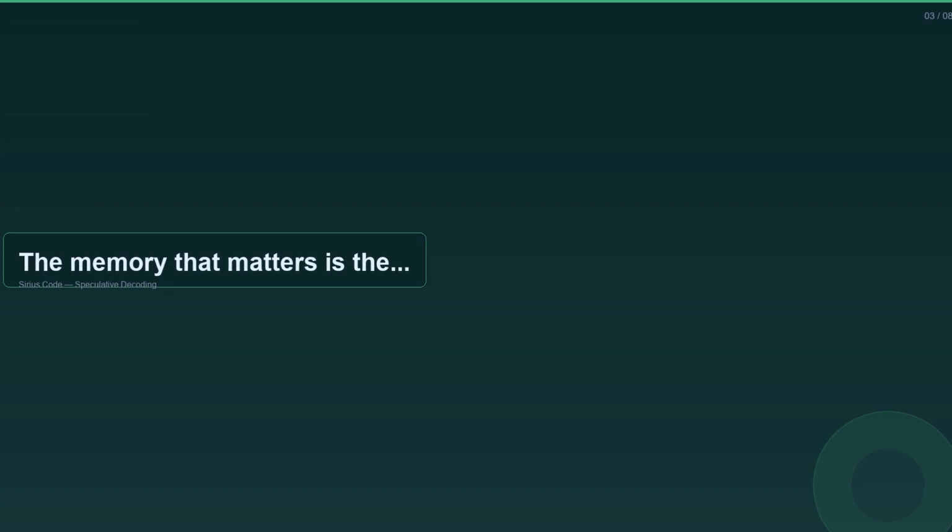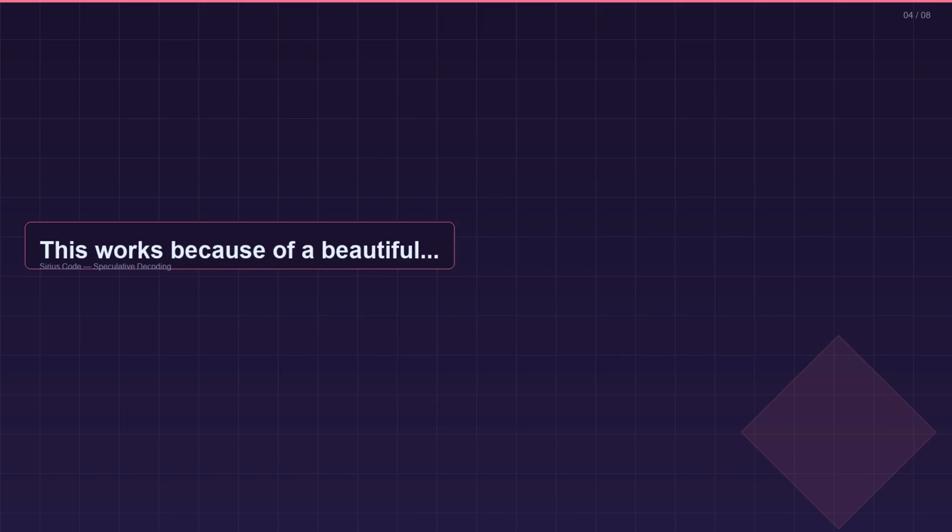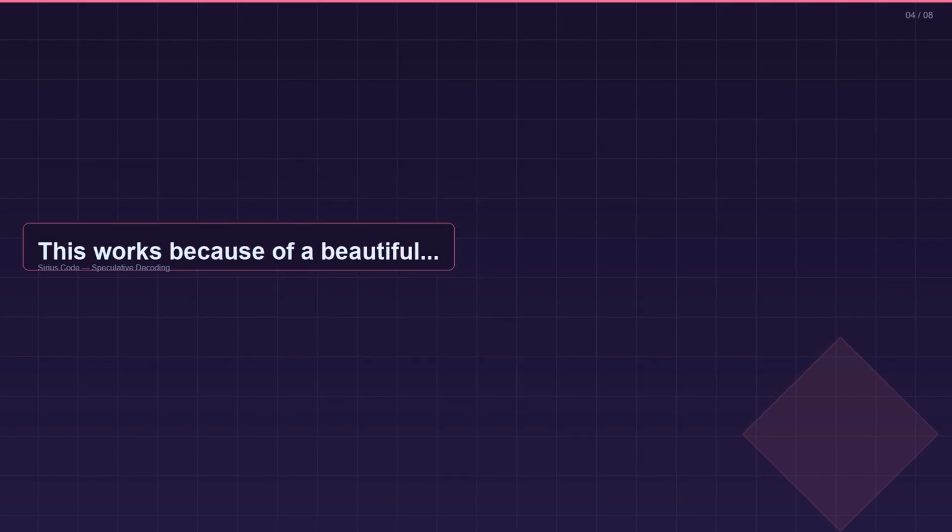It was proven independently in late 2022 by two groups. One at Google, one at DeepMind. The math came out identical.